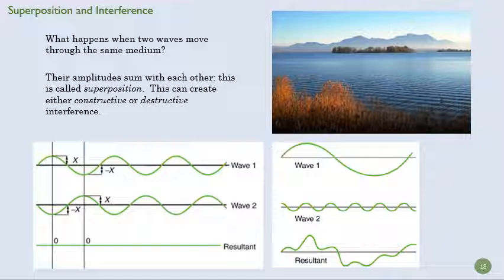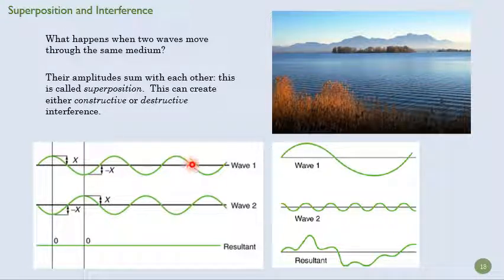Okay, what does superposition mean? It really just means that waves add to each other. When waves happen in the same place or run into each other, the amplitudes of the two waves sum together. And that can result in what's called constructive or destructive interference.